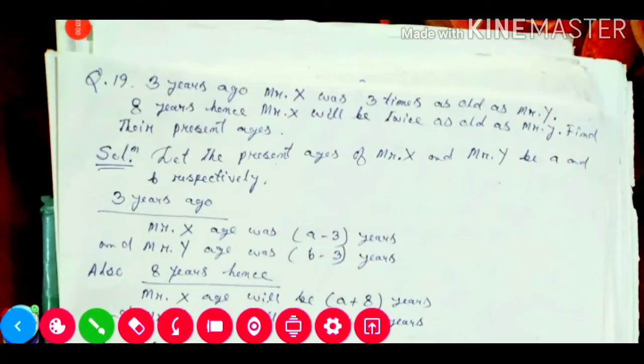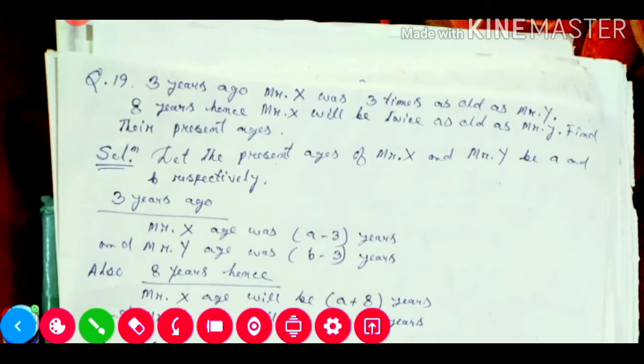Question number 19. 3 years ago means from the present, 3 years ago. If your present age is 13, 3 years ago your age was 10, because 3 years ago means before now. So 3 years ago your age will be 10. If at present your age is 13, then 3 years before your age will be 10.